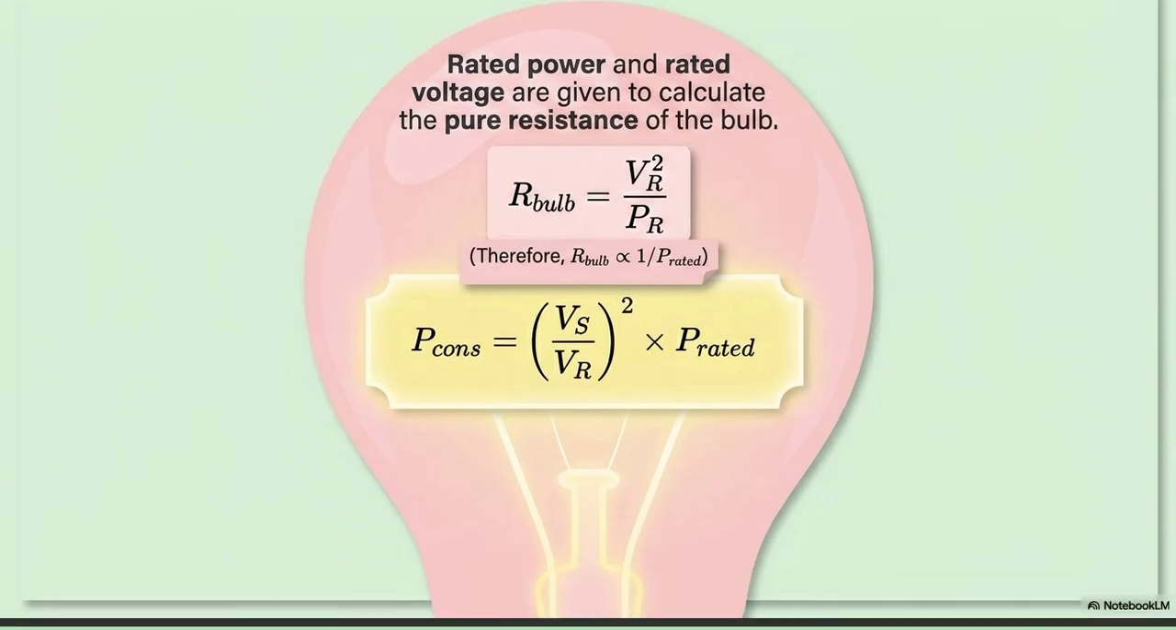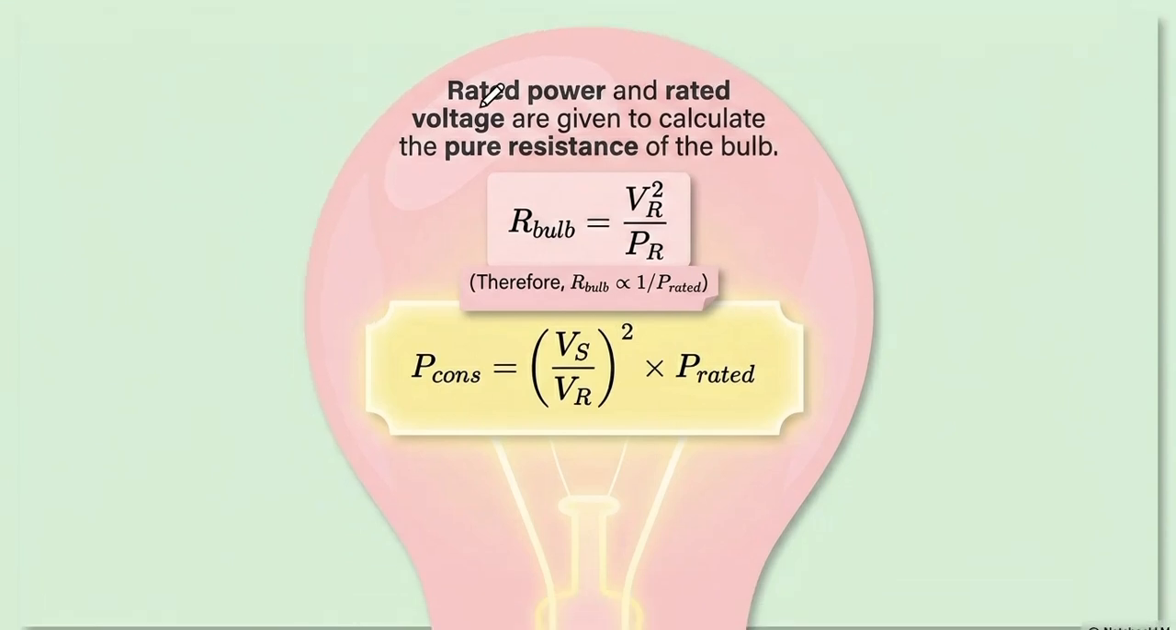The next part is on power. So rated power and rated voltage are given, calculate the resistance of the bulb. Okay, so the power formula we have is P is equal to V square by R. So to find out the resistance of the bulb, V square upon P. So the resistance of the bulb is inversely proportional to the power, and this is another important formula. Okay, this is a very important formula.